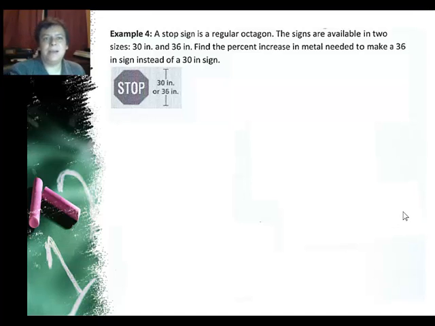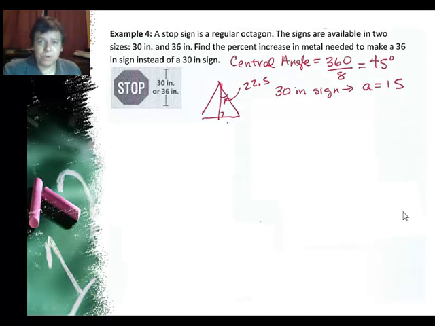For our last example, we're looking at a stop sign, which is a regular octagon. And there are two of them. There's a 30-inch stop sign and a 36-inch stop sign. The question asked for the percent increase in metal needed to make a 36-inch, the bigger sign, instead of the smaller. So first of all, I need to find my central angle.